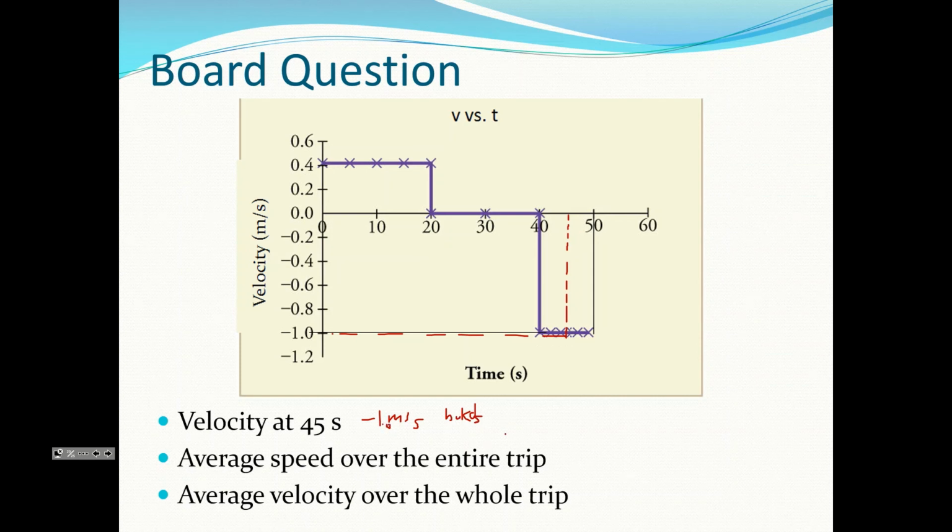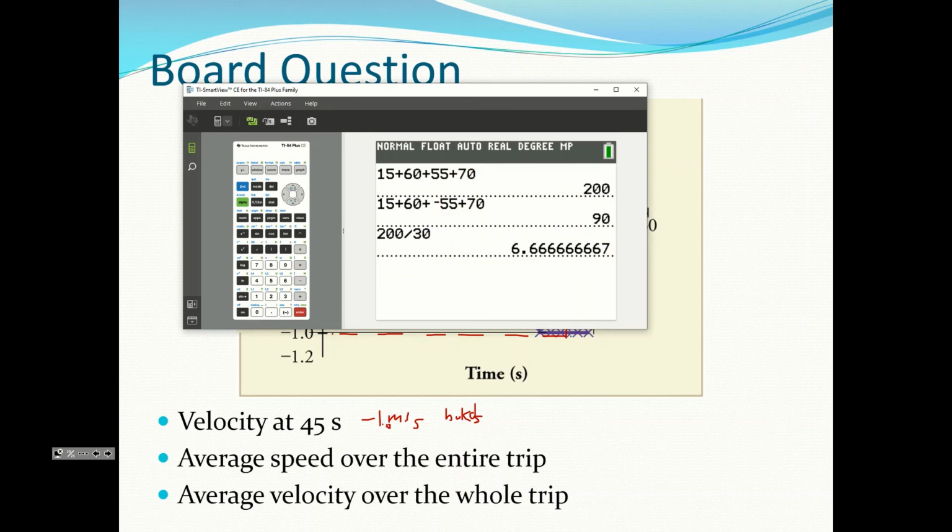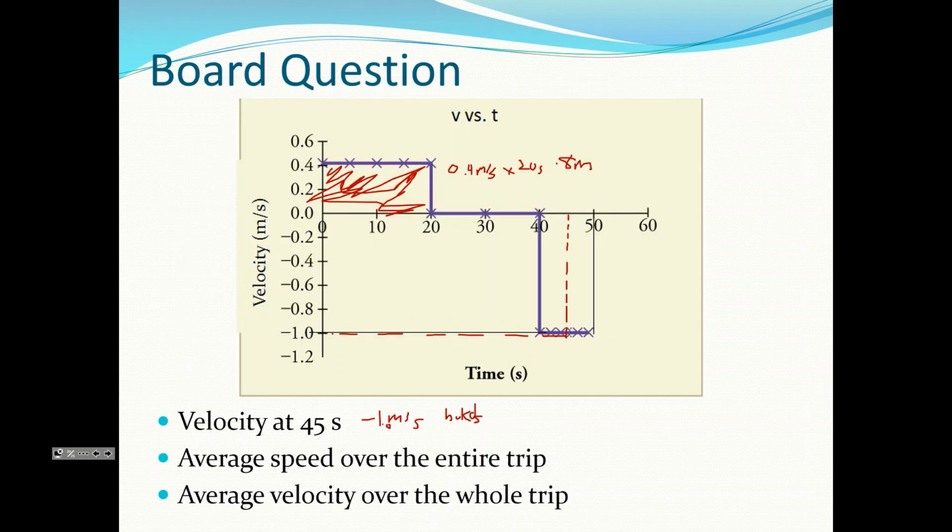And probably go 1.0, probably 2 sig digs, but I don't care too much about sig digs with graphs. Average speed, well, we need to find our total distance. So in this section, we go 0.4 meters per second, and we multiply that by our base, which is 20 seconds. 0.4 times 20 is going to give me 8. So this is 8 meters for the first section.